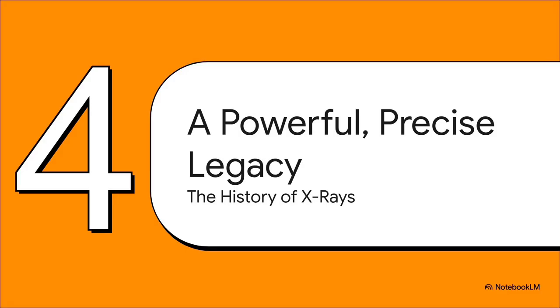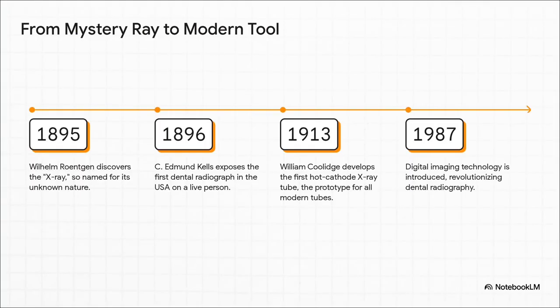It's so easy to take this technology for granted, but it's actually the result of more than 100 years of incredible discovery, innovation, and yeah, sometimes real sacrifice. It all kicked off back in 1895. A guy named Wilhelm Röntgen stumbles upon this mysterious new ray, and because he has no idea what it is, he calls it the X-ray, X for unknown. The amazing thing is, just 1 year later, a dentist in the US, C. Edmund Kells, is already using it on his patients. From there, things just took off.